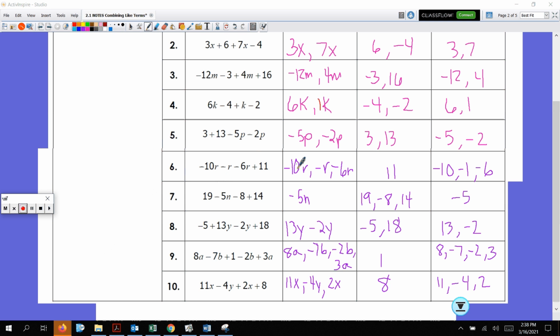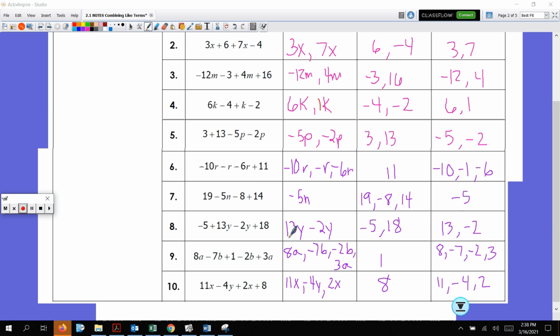So for number 6, negative 10r, negative r, and negative 6r are the variable terms. The constant is 11. Remember, the coefficients are the numbers in front of the variable terms: negative 10, negative 1, that was a tricky one, and negative 6. For number 7, there is only one variable term, which was negative 5n. All of the rest are constants: 19, 8, negative 8, and 14. The coefficient was negative 5.